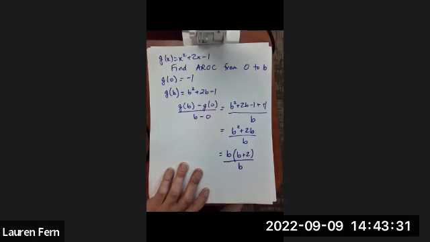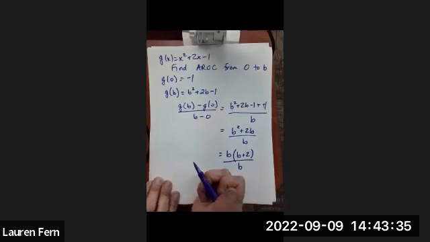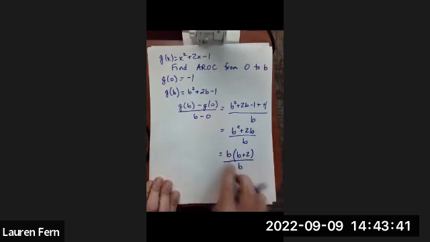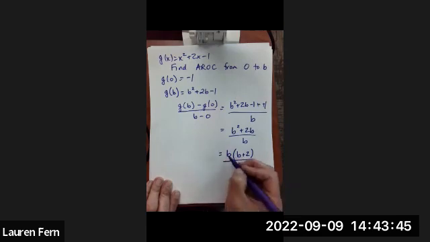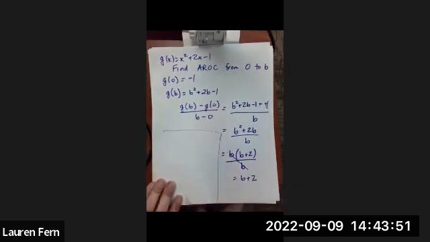Do you remember pulling out greatest common factors? If you don't, you've got to tell me now. Vaguely. Okay, I'll go into this in a second. When you're multiplying in a numerator and denominator, those cancel and you're left with b plus 2. But let me diverge here.